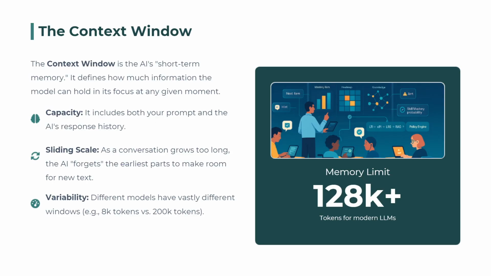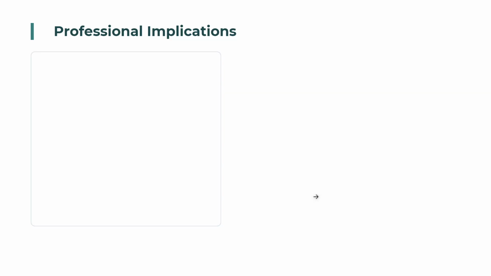If your project brief is at the very top of the chat, and the conversation goes on for too long, the AI might lose sight of your original instruction. So this is why you have to understand context window and how it works. Next, we'll be looking at the professional implications.